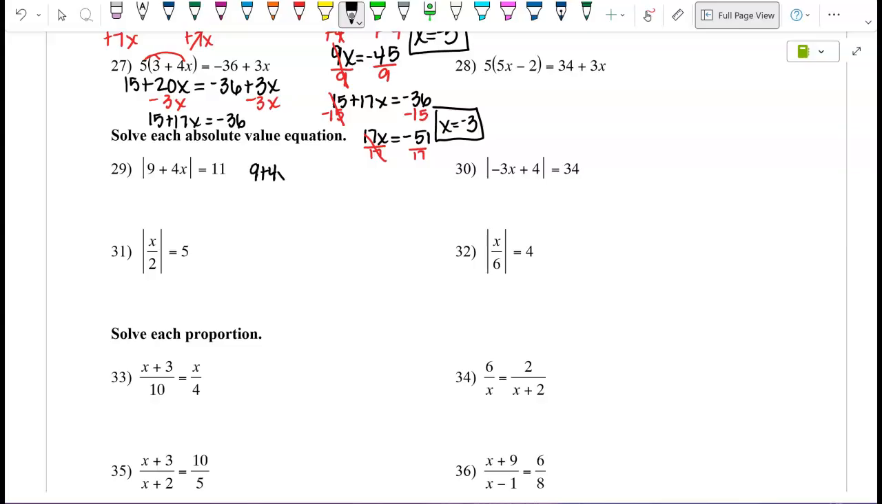So we have 9 plus 4x equals positive 11, or 9 plus 4x equals negative 11. And again, it's because absolute value is a distance or a measurement. What's inside could have started out positive or negative to give us that positive 11. So I'm going to start by subtracting 9 from both sides, which gives me 4x equals 2. Divide both sides by 4. X equals 2/4, which reduces down to 1/2.